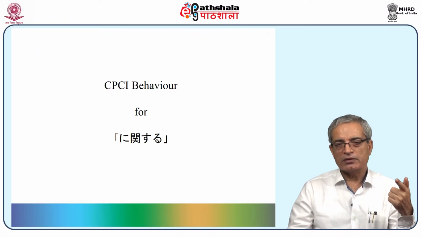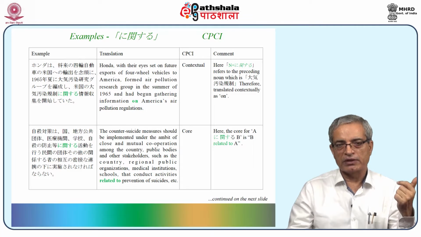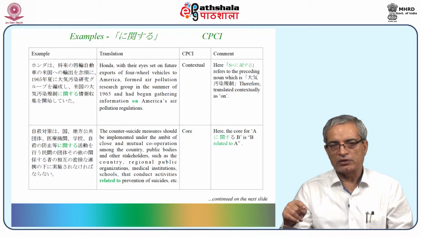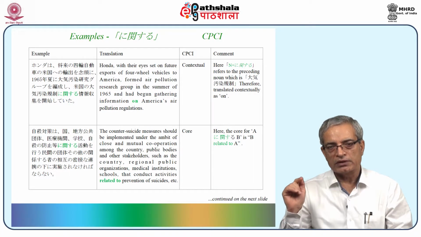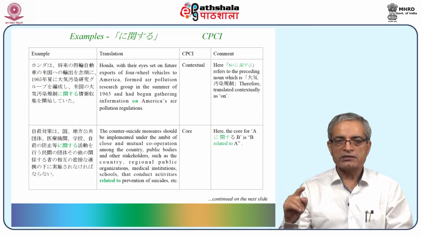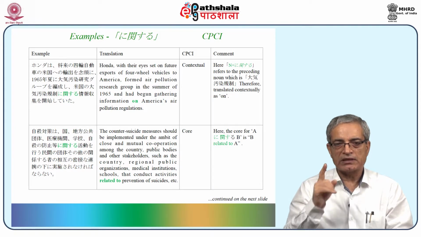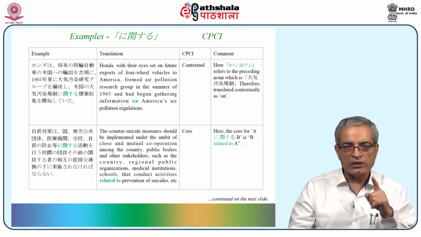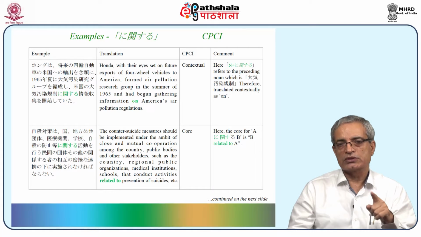The CPCI behavior for this ni kansuru, let's see all the examples one by one here. So in the case of Hondawa, the first example, ni kansuru is getting translated as on. Now this on, as I have explained in the example also, is coming because of the context. Therefore the CPCI category is contextual for this particular expression, that is ni kansuru. As compared to that, in the second example, ni kansuru is getting translated as related to, and because related to is the core meaning of ni kansuru, the category is core here. And in the last also, ni kansuru is getting translated as related to, so it is core.